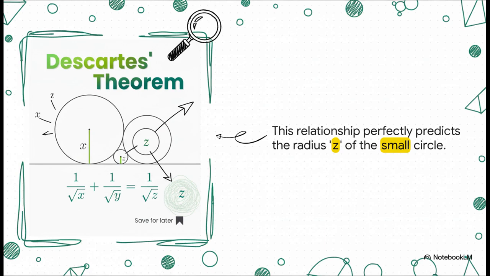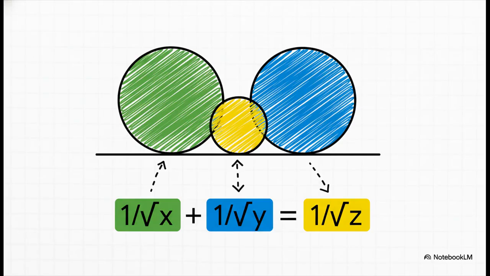So why is that relationship so important? Well, because when you add those two values together, what you get perfectly predicts the size of that third, smaller circle, the one nestled right in between them. We'll go ahead and call its radius z. And boom, there it is, the full equation. 1 over the square root of x plus 1 over the square root of y equals 1 over the square root of z. It's just a surprisingly simple and beautiful rule that connects all three of those circles perfectly.